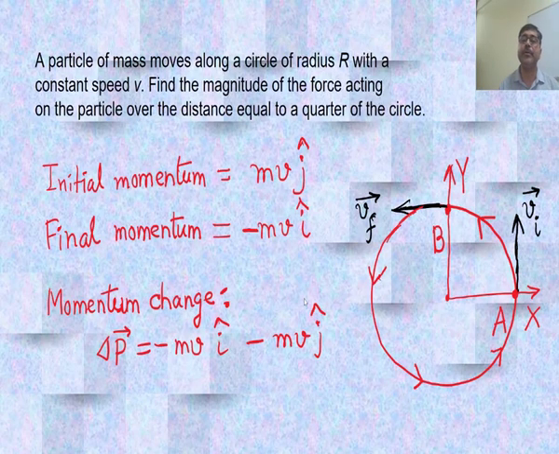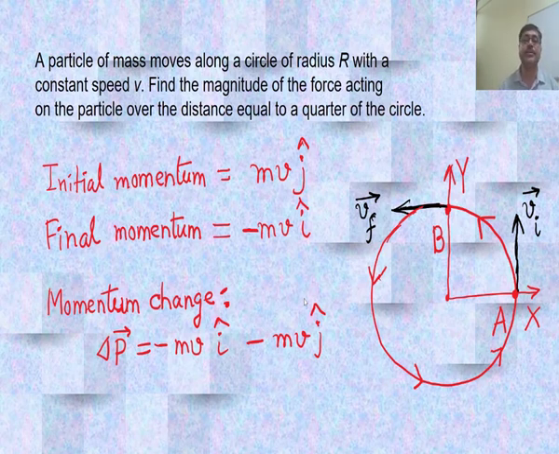In this problem, we are now talking about a rotational motion. A particle of mass m moves along a circle of radius capital R with a constant speed v. When I say the speed is v, the velocity, however, is not the same at each different point. We are now asked to calculate the magnitude of the force acting on the particle over a distance equal to a quarter of a circle.